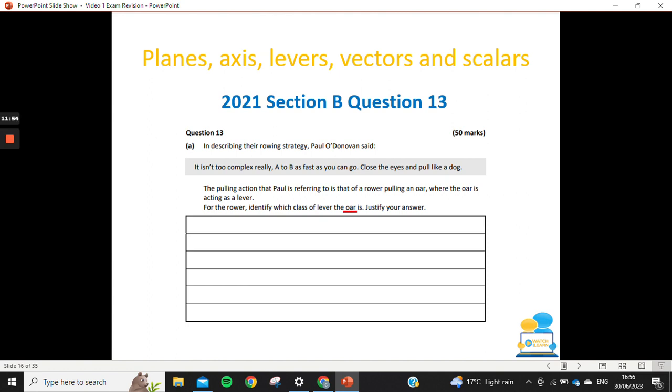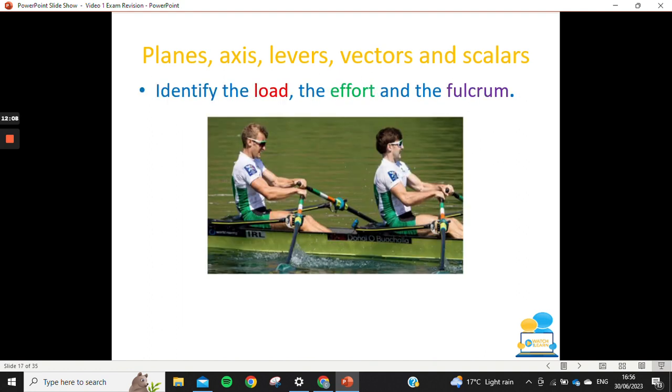So it's important to read the question and to identify that they're looking for the class of lever at the oar as opposed to at a specific joint in the human body. So this is the image provided in the examination paper. Again, we're trying to identify the load, the effort, and the fulcrum. So it's for the oar this time.